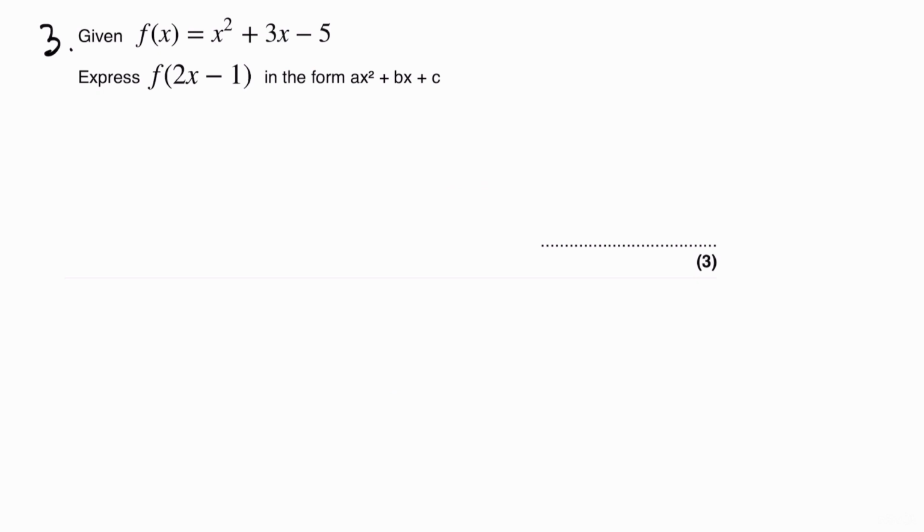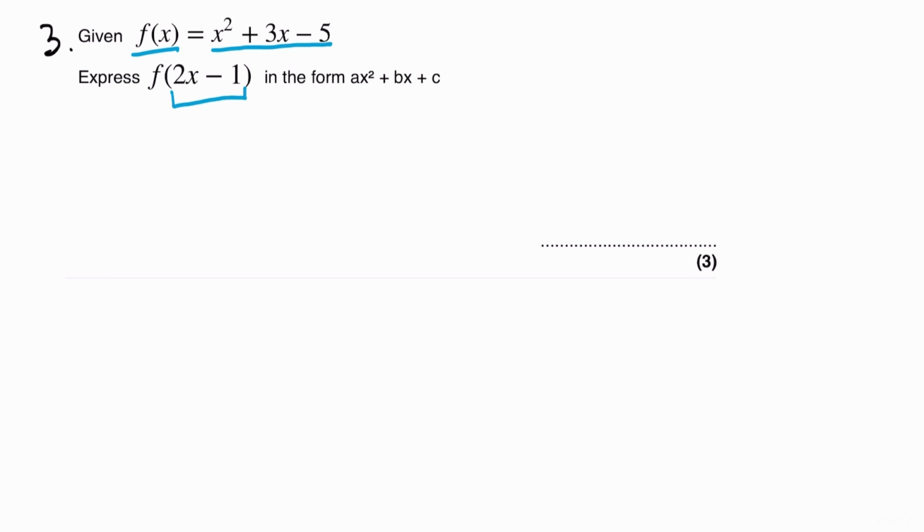And now moving on to question number 3. Given f of x equals x squared plus 3x minus 5, express f(2x minus 1) in the form ax squared plus bx plus c. Okay, so the first thing we have to realize is we have to substitute all of the stuff in this bracket wherever you find x in the f function.